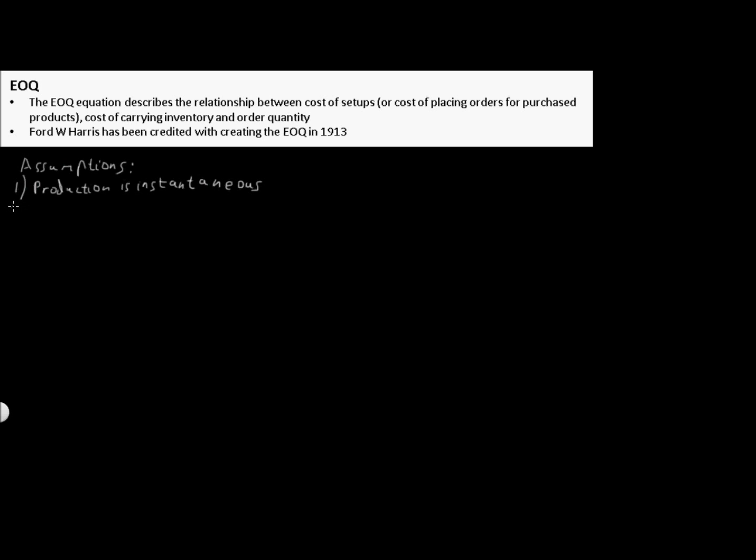Our second assumption is that delivery of the product that we make is immediate. So if we manufacture the product, the delivery to the customer is immediate, or if we purchase the product, then the delivery is immediate. The third assumption is that demand is known, or otherwise deterministic. So there's no uncertainty about the quantity or timing of demand.